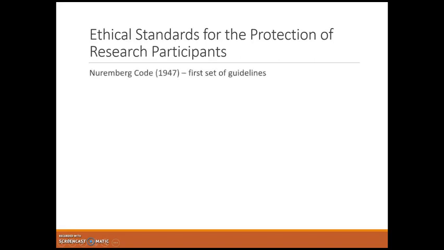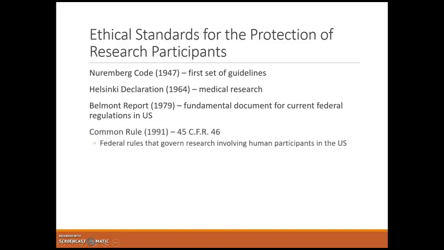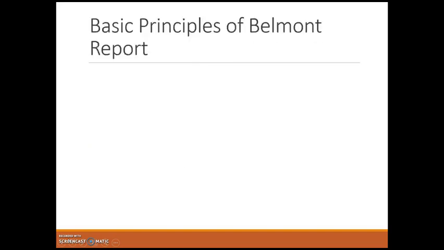Ethical standards were needed to protect the research participants. The first set of guidelines were established in 1947, Nuremberg Code. In 1964, the Helsinki Declaration dealt with medical research. The Belmont Report came out in 1979, and this was a fundamental document for current federal regulations for the United States. And then in 1991, there were federal rules established that governed research involving human participants in the United States. And then the need to create institutional review boards, we call them IRBs.